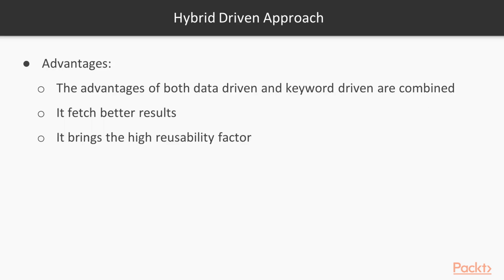Hybrid-driven framework is the most popularly used and implemented automation framework: data-driven plus keyword-driven. The advantages of both approaches, that is data-driven and keyword-driven, are combined to form a hybrid automation framework, and the output is a very successful combination. The approach of data handling, that is passing the data from outside the script, is taken from the data-driven framework. The reusability factor, or the utilities and keyword concepts, is taken from the keyword-driven framework. In this video, we have learned about the automation framework and its approaches with advantages and disadvantages.